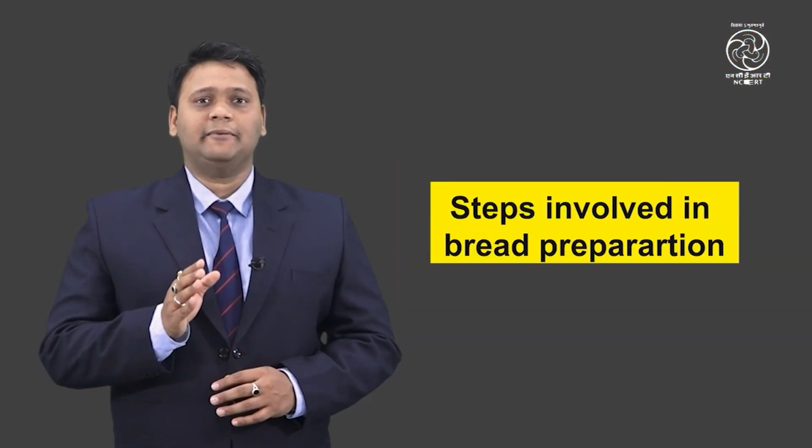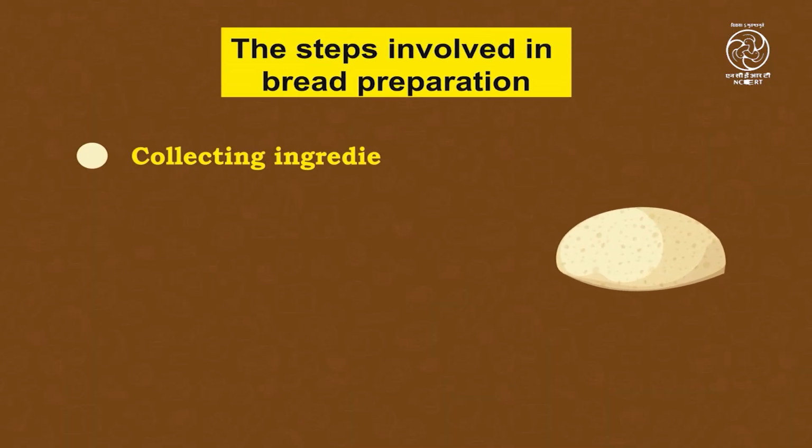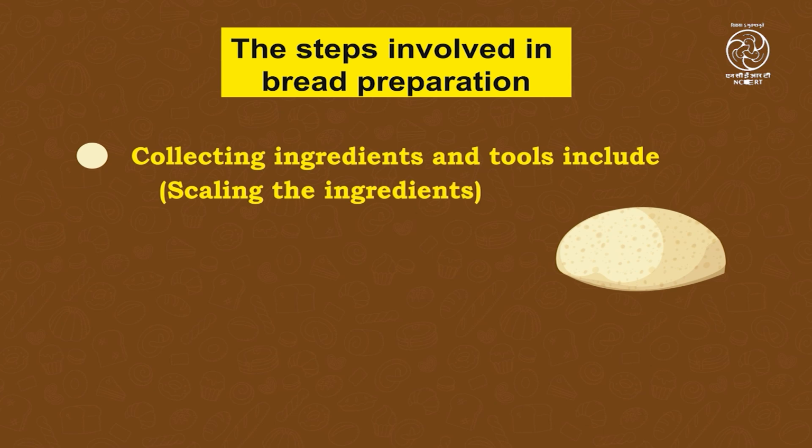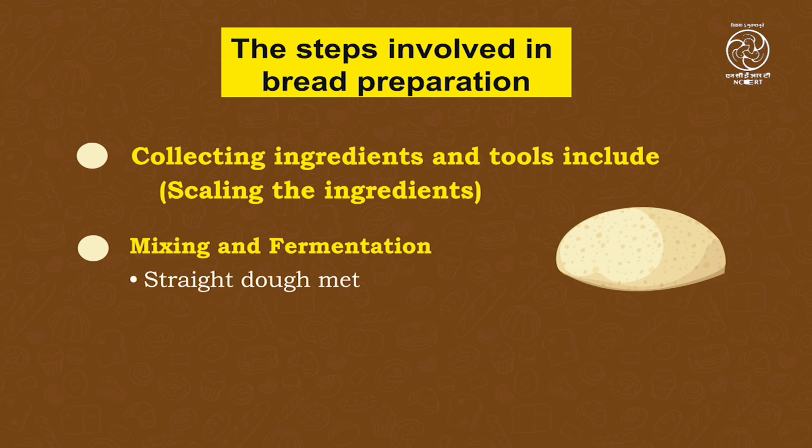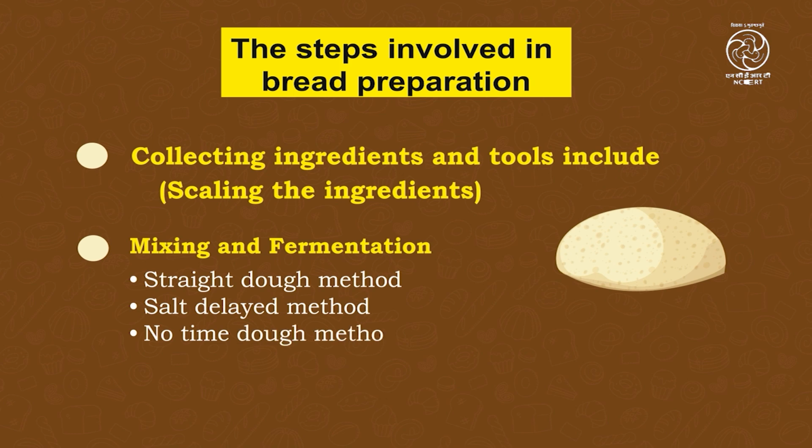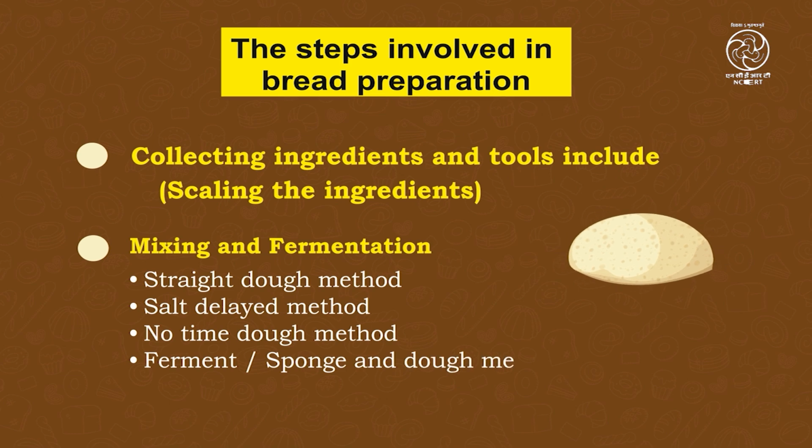Let us now see the steps involved in bread preparation. First is collecting ingredients and tools, which includes scaling the ingredients. Second is mixing and fermentation. In this, there are 4 methods through which the dough is prepared. First is straight dough method. Second is salt delayed method. Third is no time dough method. And fourth is ferment or sponge and dough method.